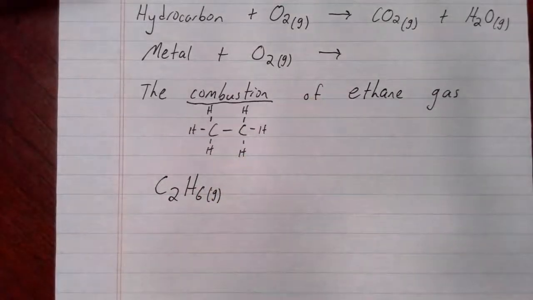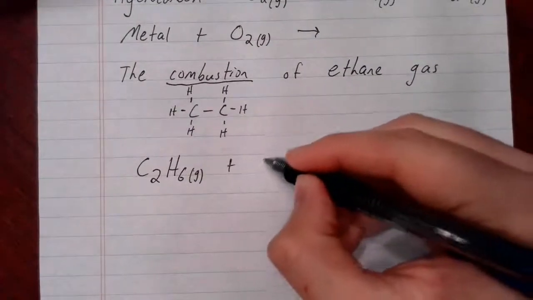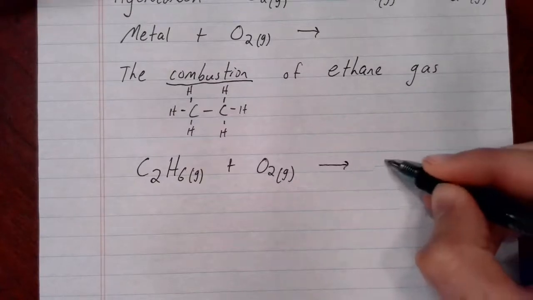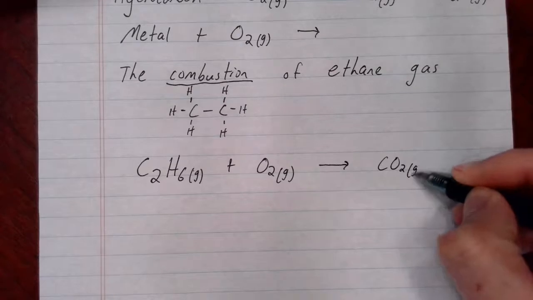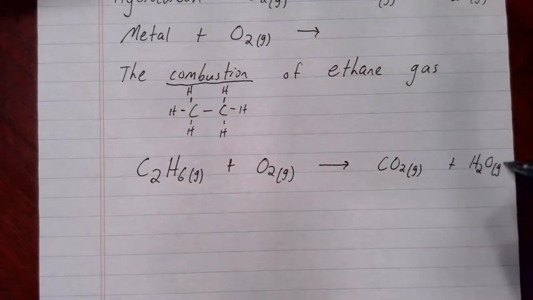Okay? Or you'll see the term complete combustion. Or you can see the combustion of ethane gas in the presence of oxygen, which is kind of understood. Or you can see the burning of ethane gas. So a lot of different ways to word this type of reaction. So the reaction will look like this. C2H6 plus O2 gas yields CO2 gas plus H2O gas.